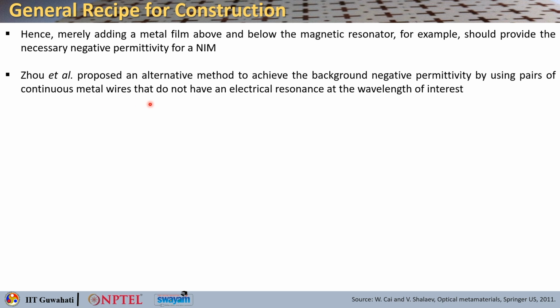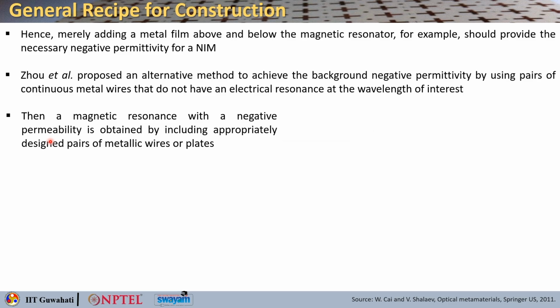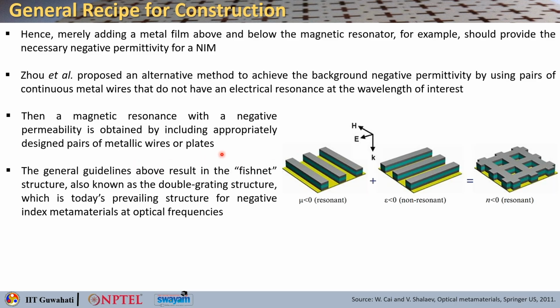So, Zhao and his group proposed an alternative method to achieve this background negative permittivity. They proposed using pairs of continuous metallic wires that do not have electric resonances at the wavelength of interest. Then a magnetic resonance with a negative permeability can be obtained by including appropriately designed metallic pairs or plates. So, the general guidelines above result.